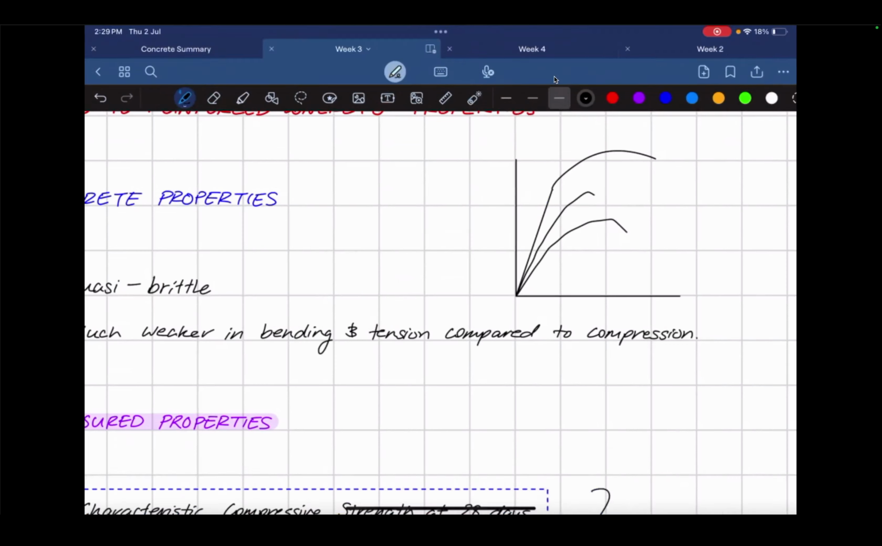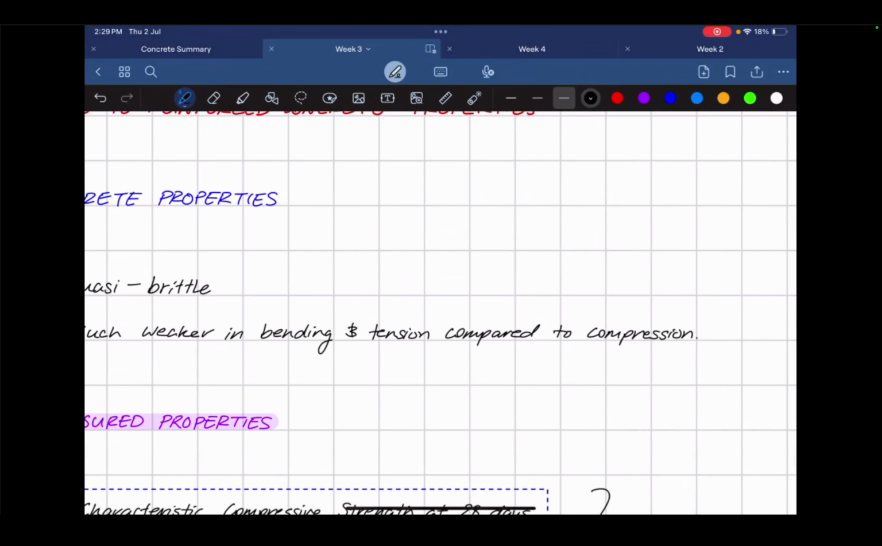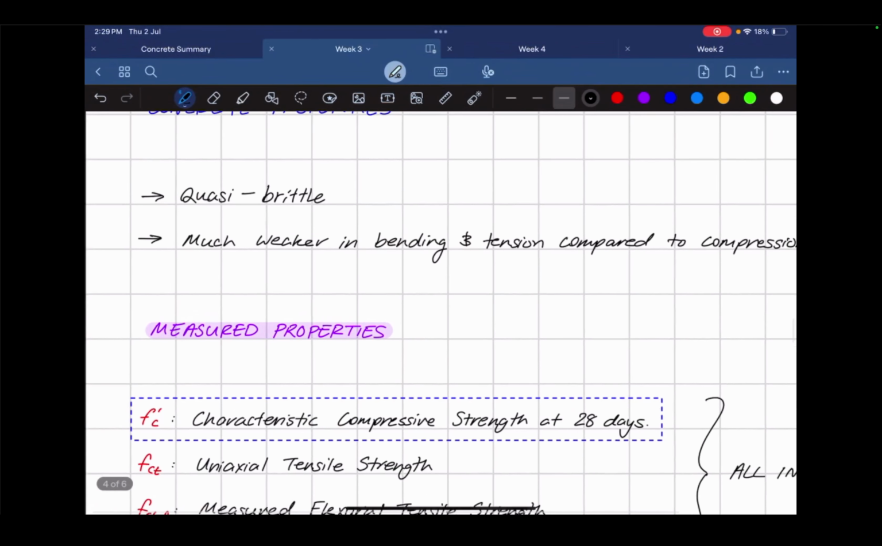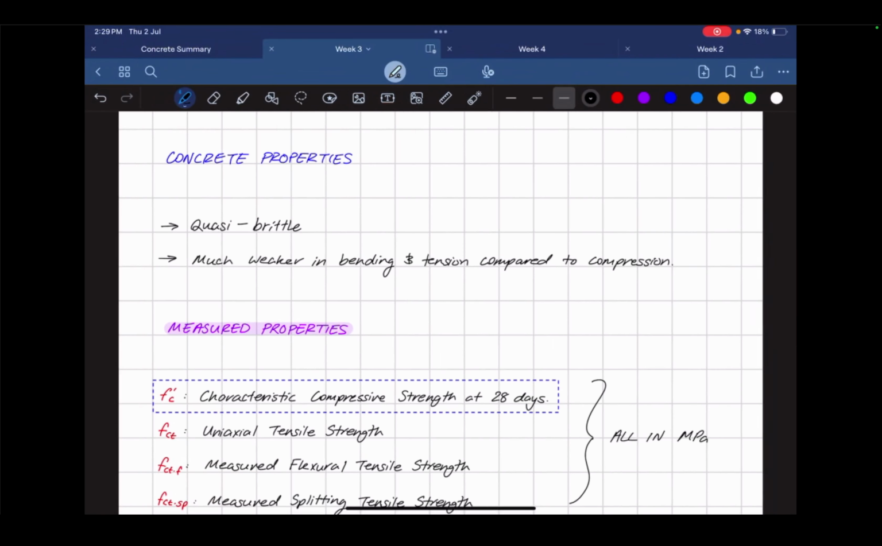Okay, anyways. Quasi-brittle is literally just one of the failure modes. It's the simplified failure mode for concrete. It just means it's not quite brittle, it's somewhere in the middle. But the main thing to note is that it's much weaker in bending and tension compared to compression. So this is bending, right? Like that. And tension is like it pulls apart, and compression is like just pressing it together.